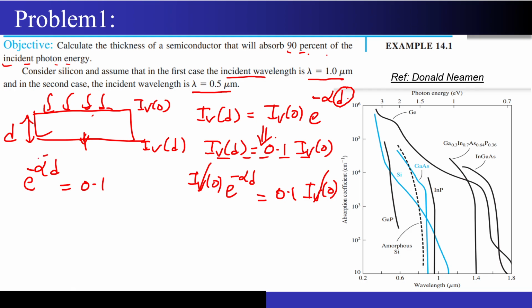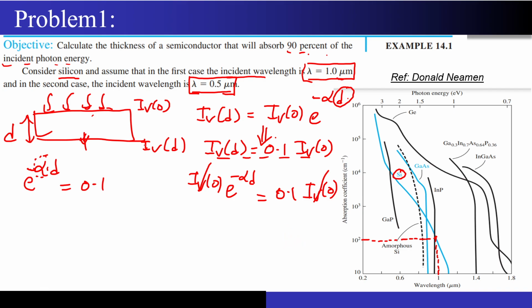Now, do I know the value of alpha? Nothing has been given in the question, but they have given us the diagram on the right side. So the material is silicon. The wavelength has been given to me: 1 micrometer, and in the second case 0.5 micrometers. And we have just seen the curve of the absorption coefficient with respect to the wavelength. So here is my silicon curve. At a particular wavelength of 1 micrometer, this is my 1 micrometer. I will just project this point on this silicon curve, and what I will get is something like this. This is exactly 100. The absorption coefficient value is 100.